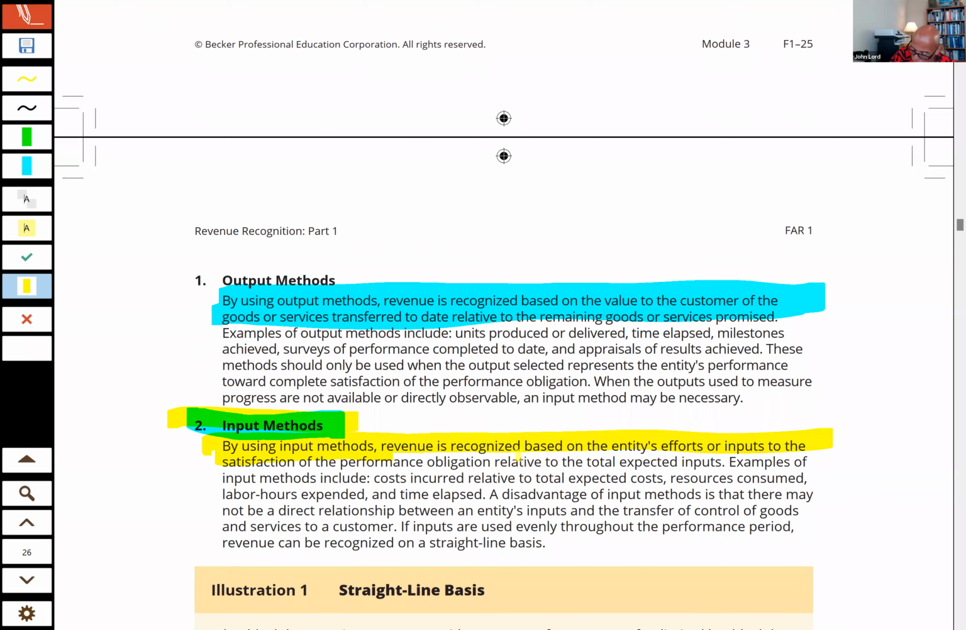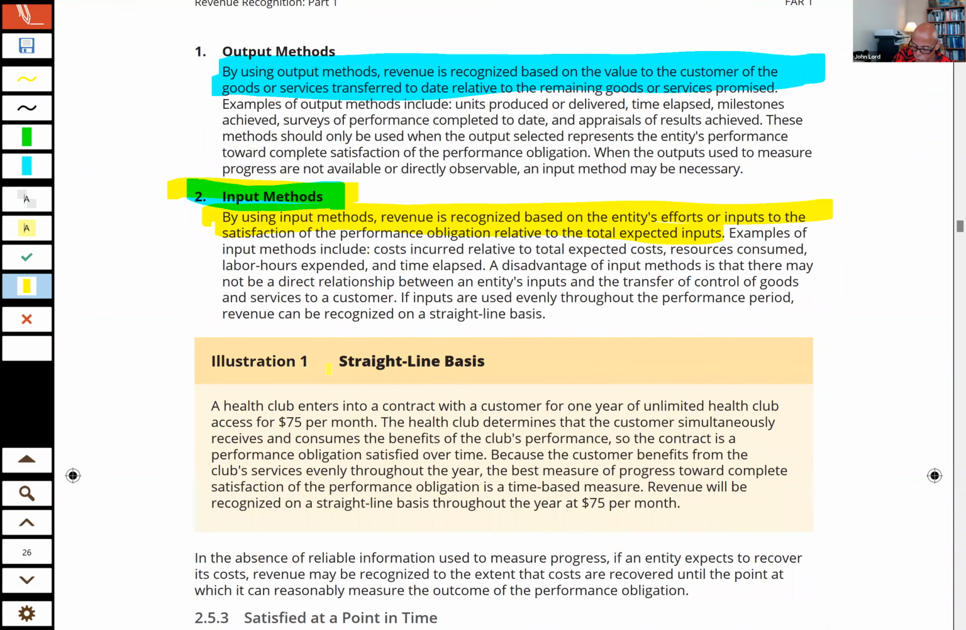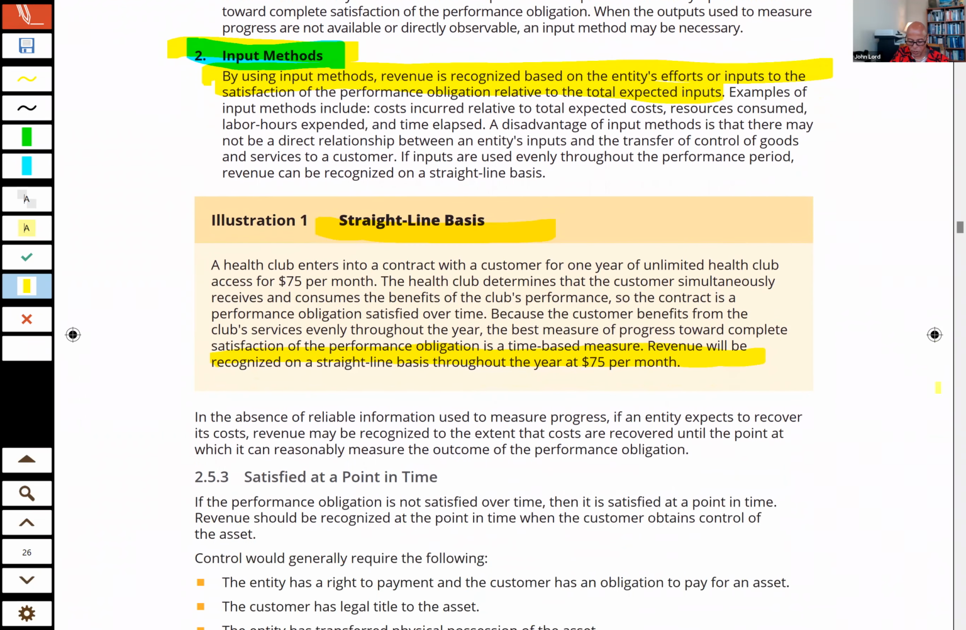Okay, so those are the criteria from the previous page for when you will recognize revenue over time. And often you can just use straight line for that, guys. In this example, they use straight line. As they perform a year's worth of contract over time, they take that monthly. Satisfied over time, that's straight line. I think you know that.